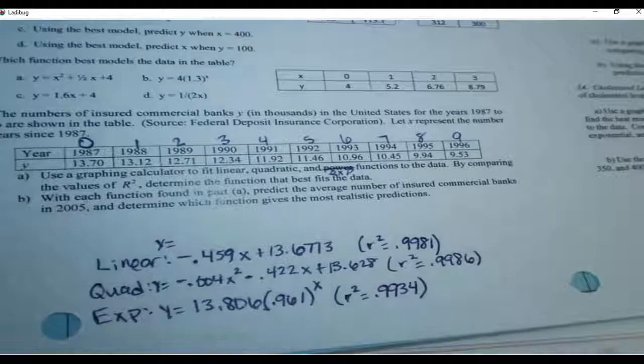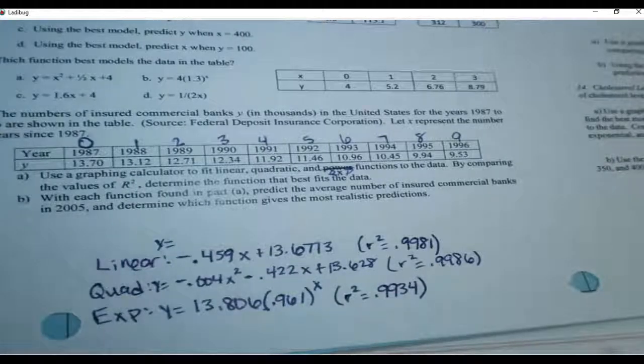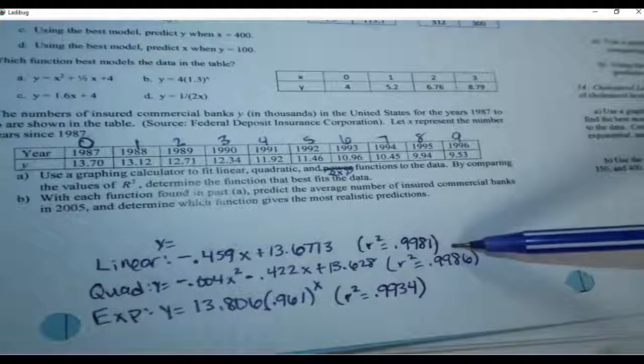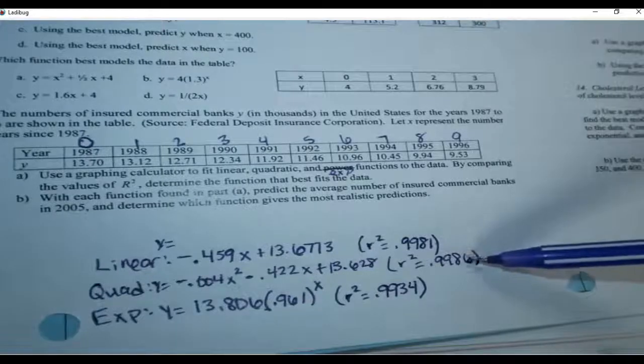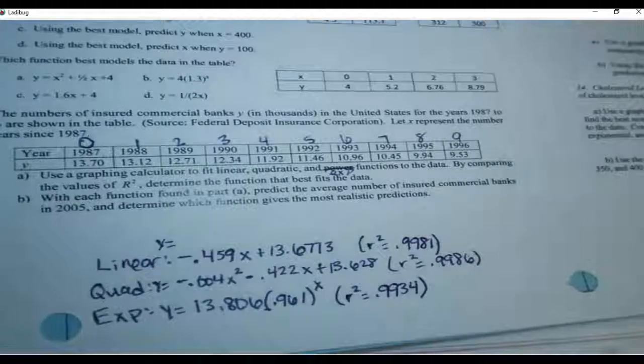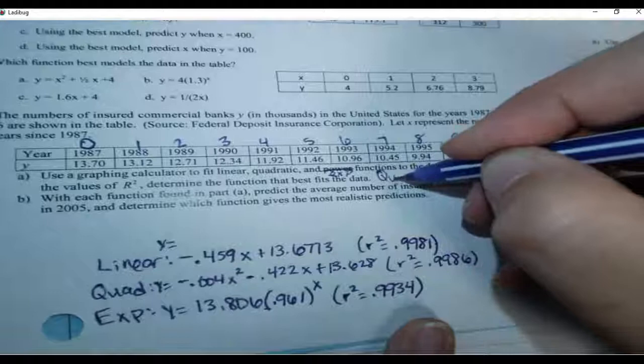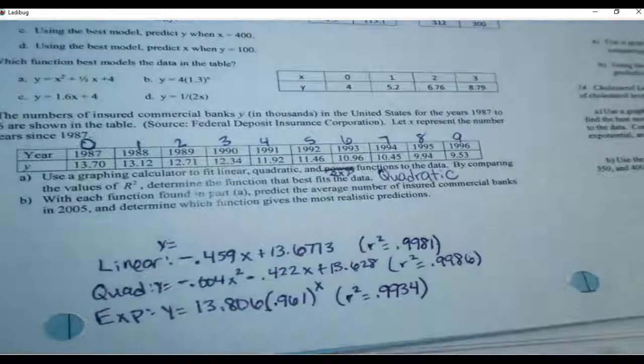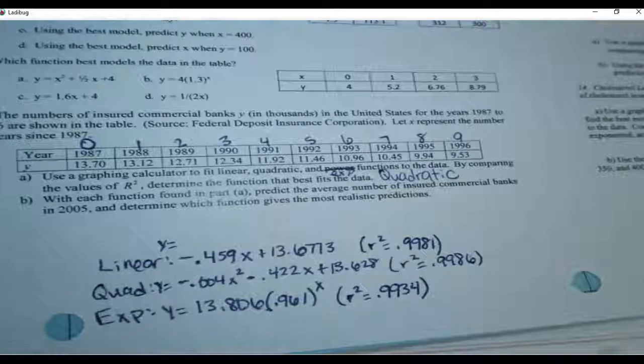So which one fits the data best? Good, quadratic. So linear and quadratic are super close, but that 6 is of course bigger than that 1, so it's closer to 1. So quadratic. Good.